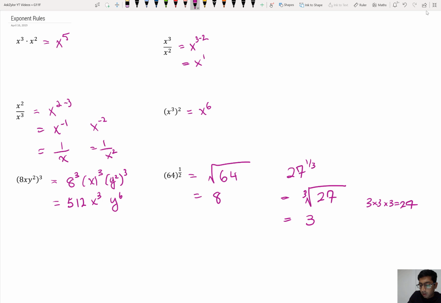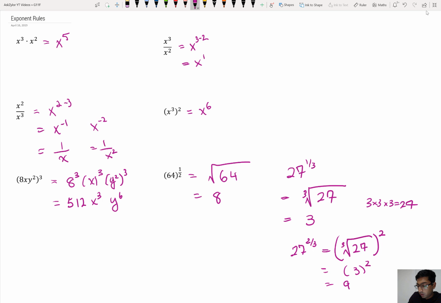Okay? Now, what if there's a number in the numerator and denominator? So let's take that same example, but let's say it was 27 raised to the power of 2 over 3. Well, that would mean you take the cube root, so you can take the cube root of 27, and then square at the end. So the cube root of 27, we just saw that that was 3. And then we square it at the end, so that gives us 9.